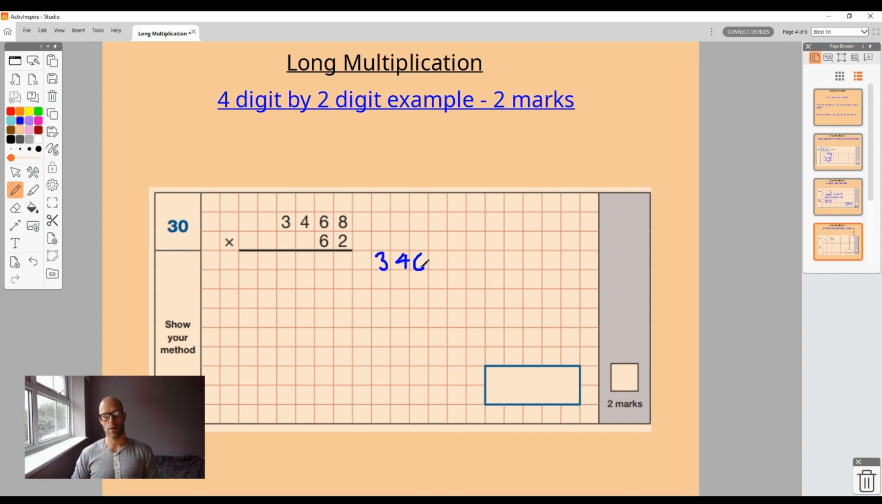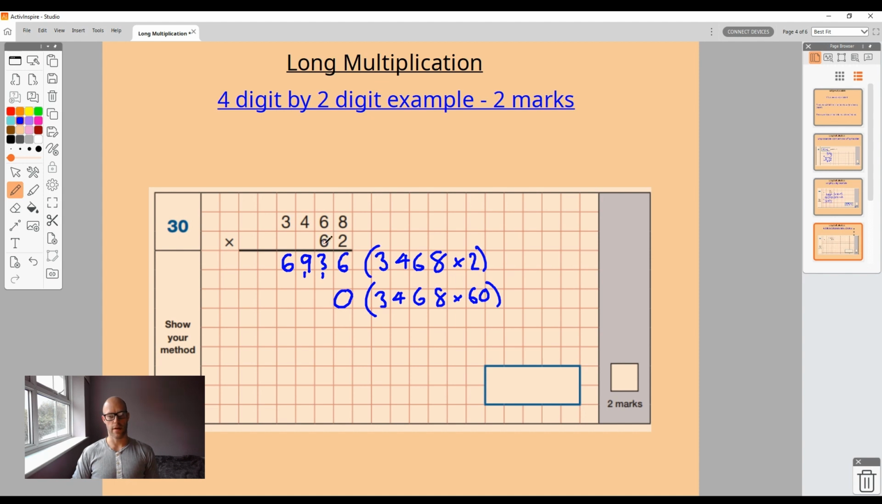3, 4, 6, 8 times 2. In brackets, so you remember what you're doing. Down here, 3, 4, 6, 8 times by 60. Now I'm never going to forget to put that 0 in. 2 times 8, 16. 2 times 6, 12. Add the 1, 13. 2 times 4, 8. Add the 1, 9. 2 times 3, 6. That's the first half done. Remember, we have to put a 0 in here because we're actually multiplying all these numbers by 60.